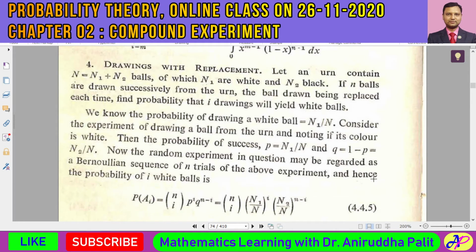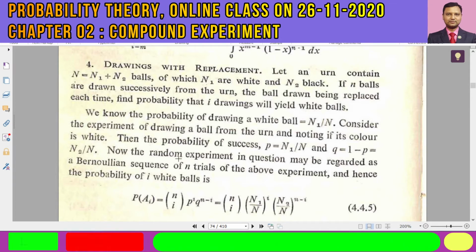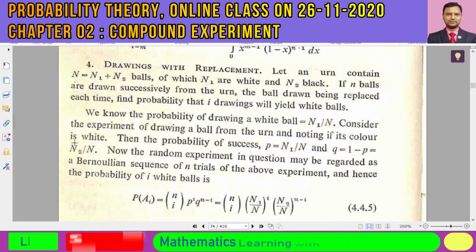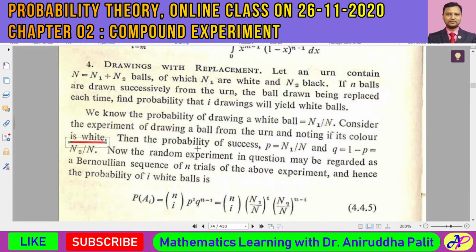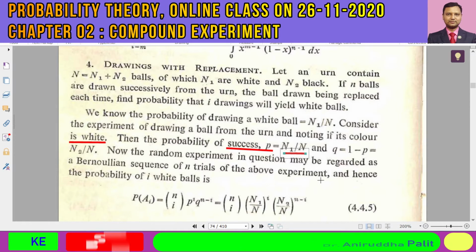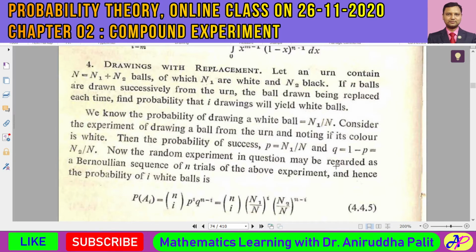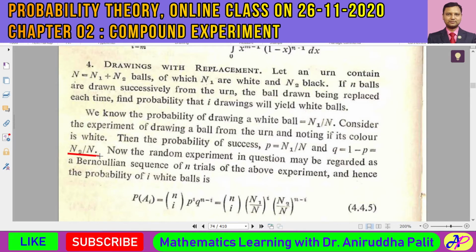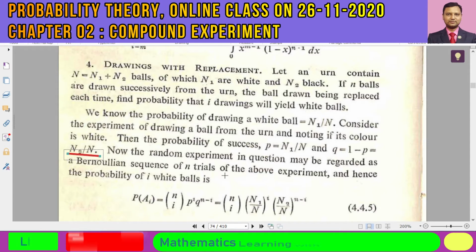Over here what they have done is, noting that its color is white, they have defined the event of drawing a white ball as a success, so that the probability of success P becomes equal to the total number of white balls, that is N1, divided by the total number of balls. So this P becomes equal to N1 by N. Similarly, Q, that is the probability of drawing a black ball, or probability of failure, would be equal to N2 by N.